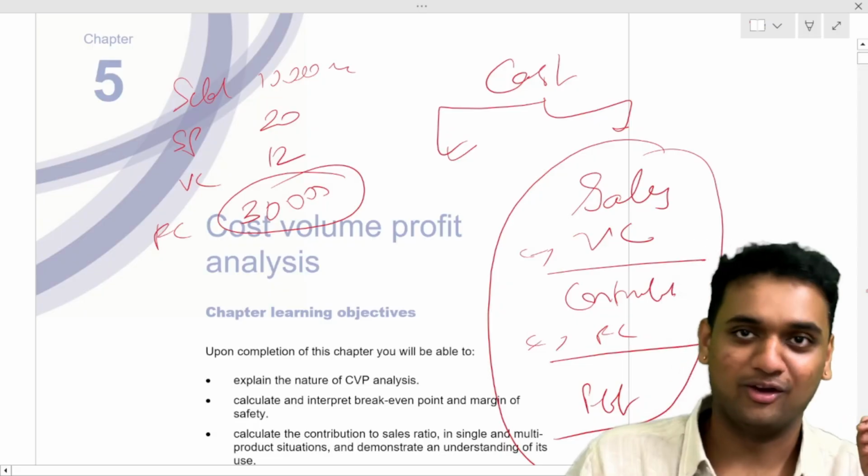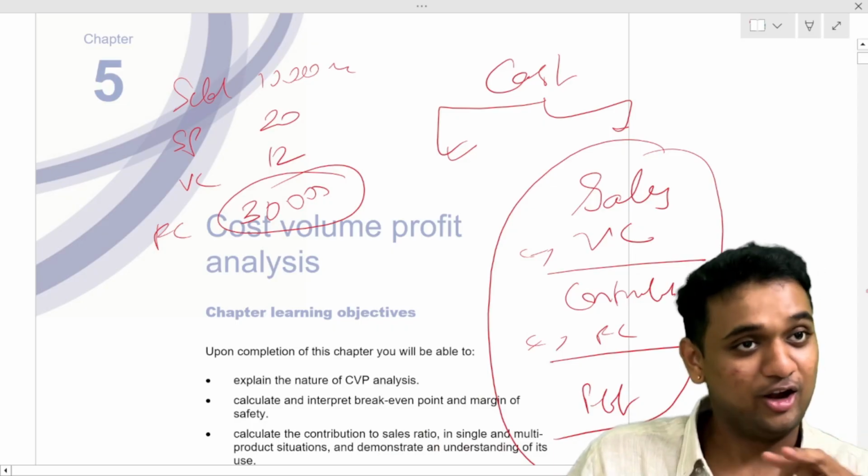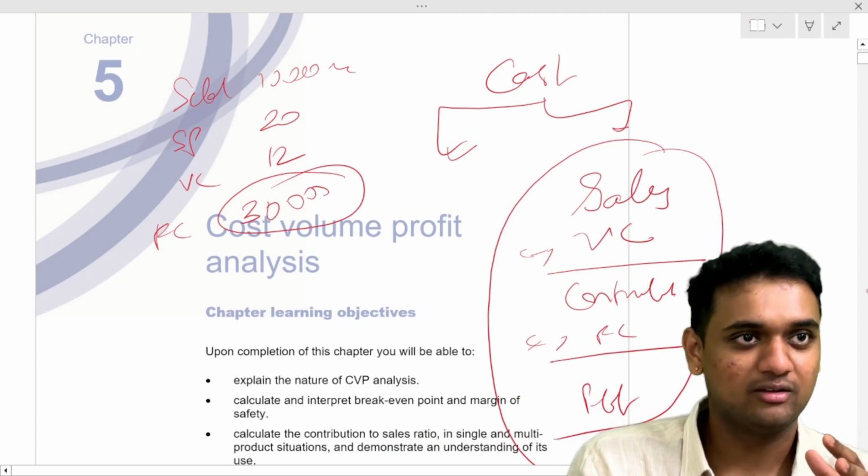10 units, how did you find out? You have to sell 10 units to get 100 rupees. How did you find the 10 units? Contribution divided by fixed cost. 10 rupees divided by 100 rupees, you'll get 0.1 only.